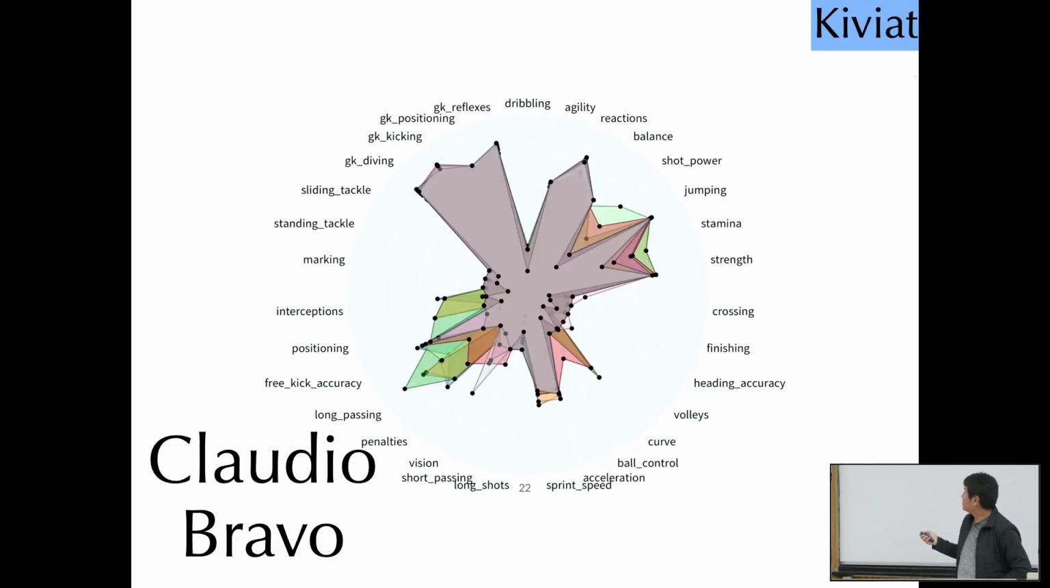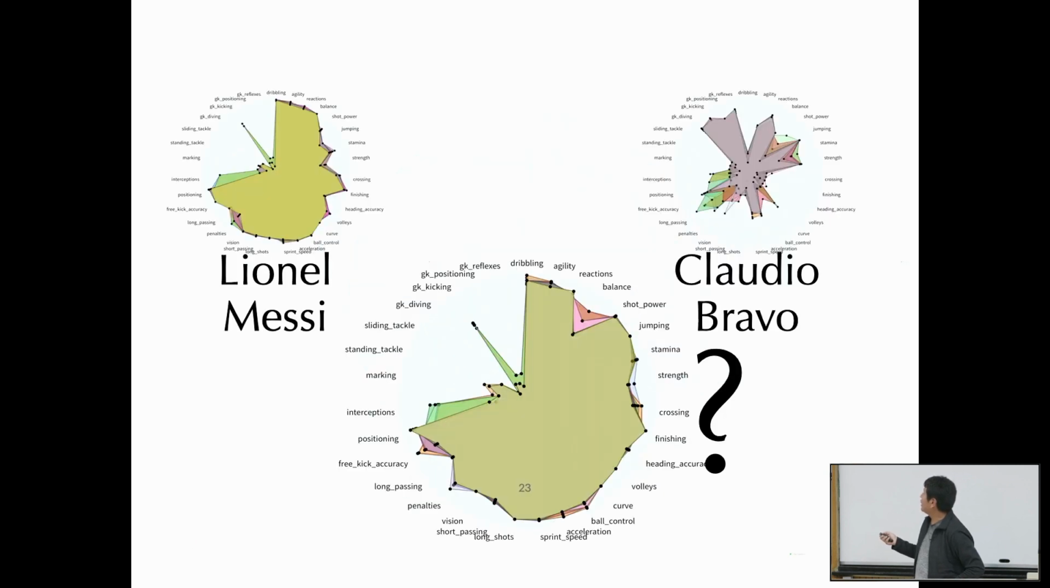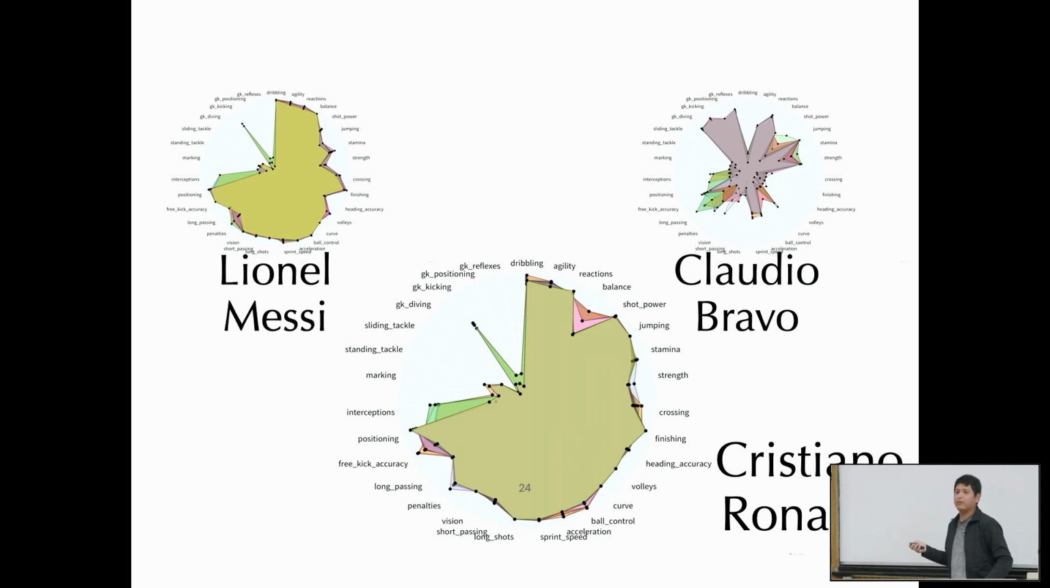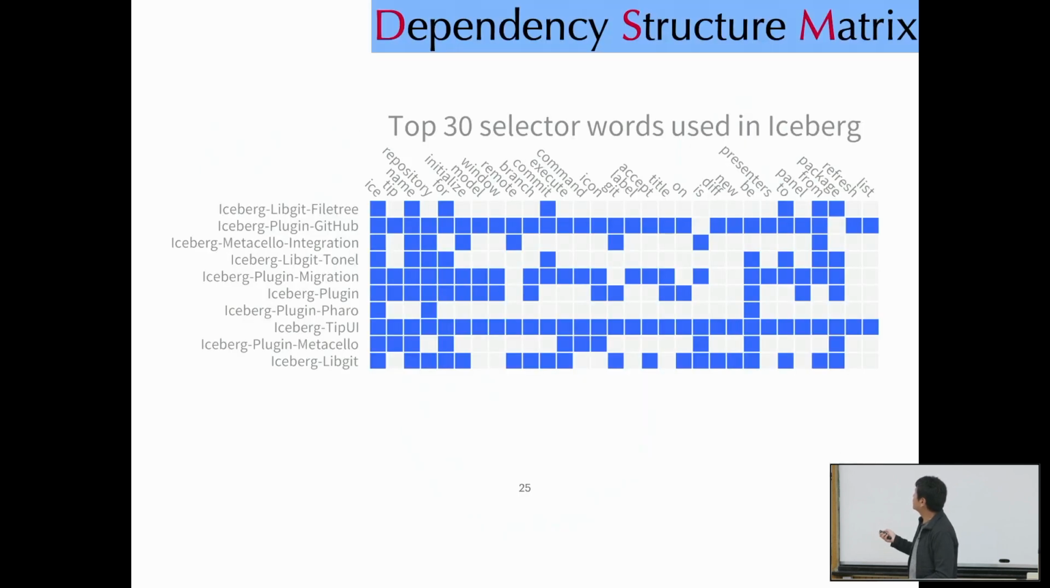And this is another player that we took. As you can see, it has another shape. Yes, this is a goalkeeper. So now if you see, I have here Lionel Messi, I have here Claudio Bravo, and this is a new guy. Just by the shape, you can guess which player it is. Indeed, it's another striker, it's Cristiano Ronaldo. So visualization helps us to identify trends in the process.